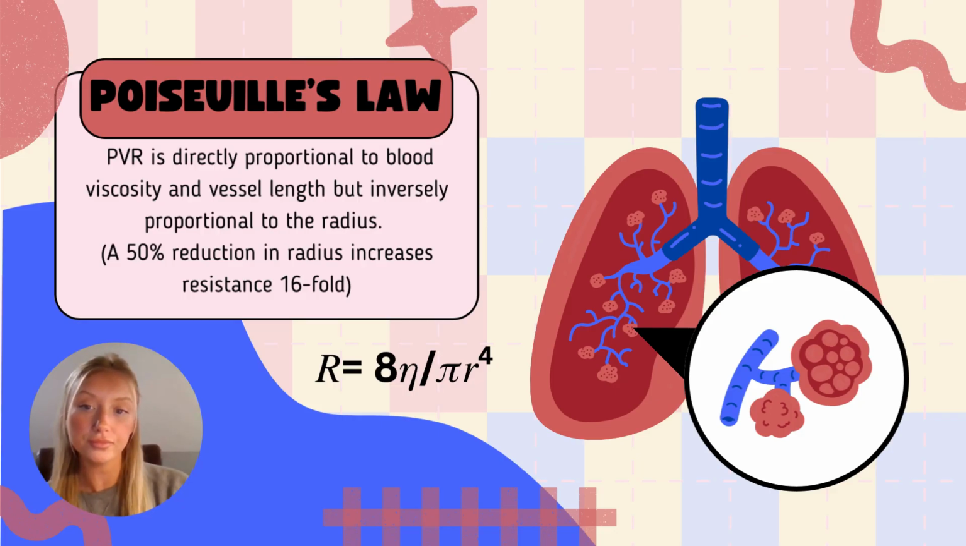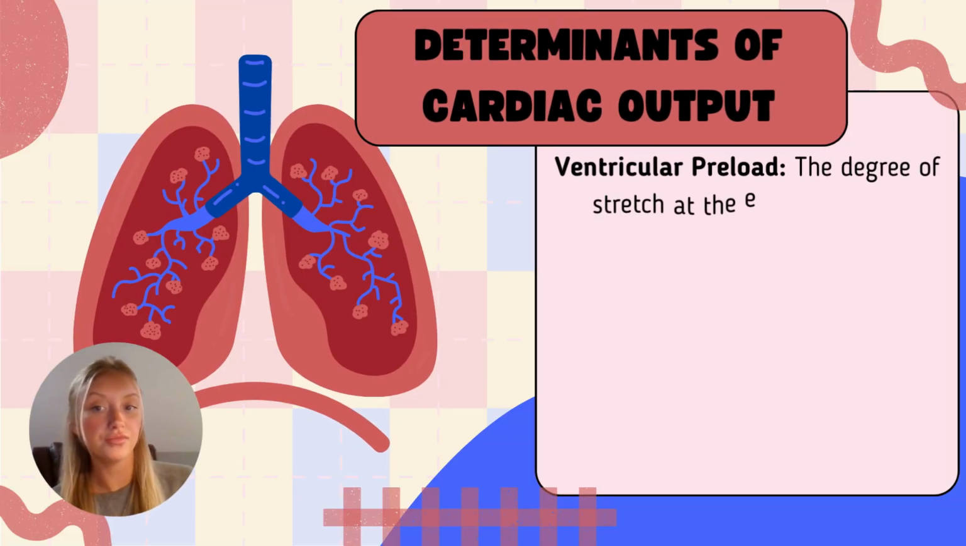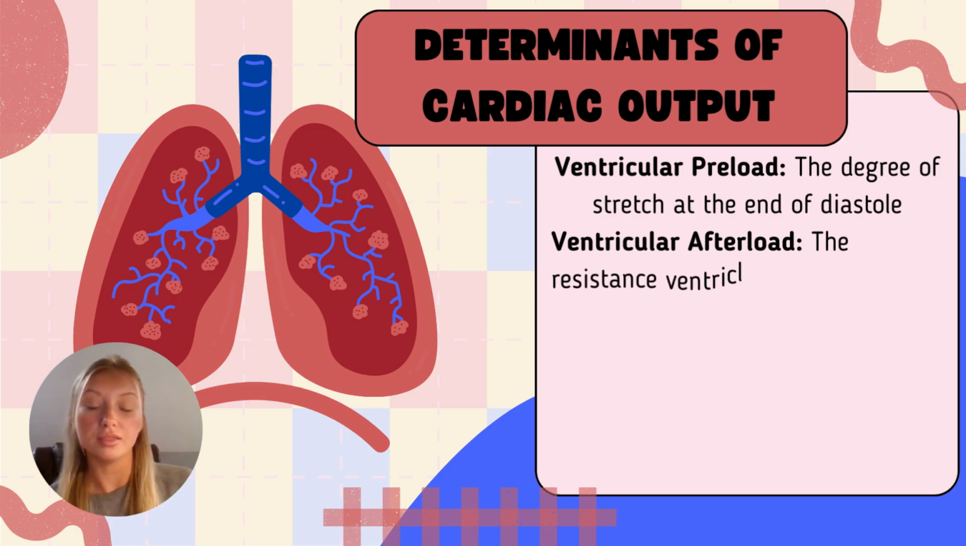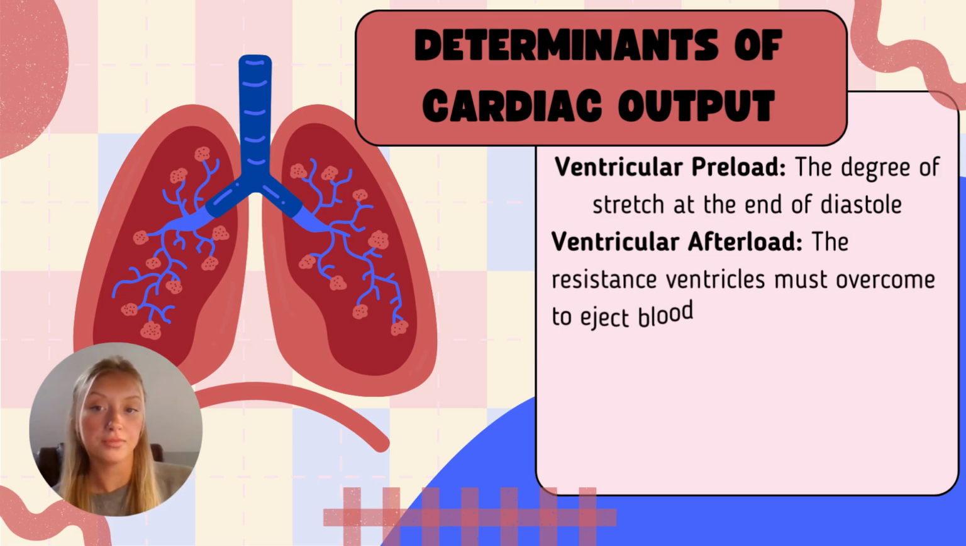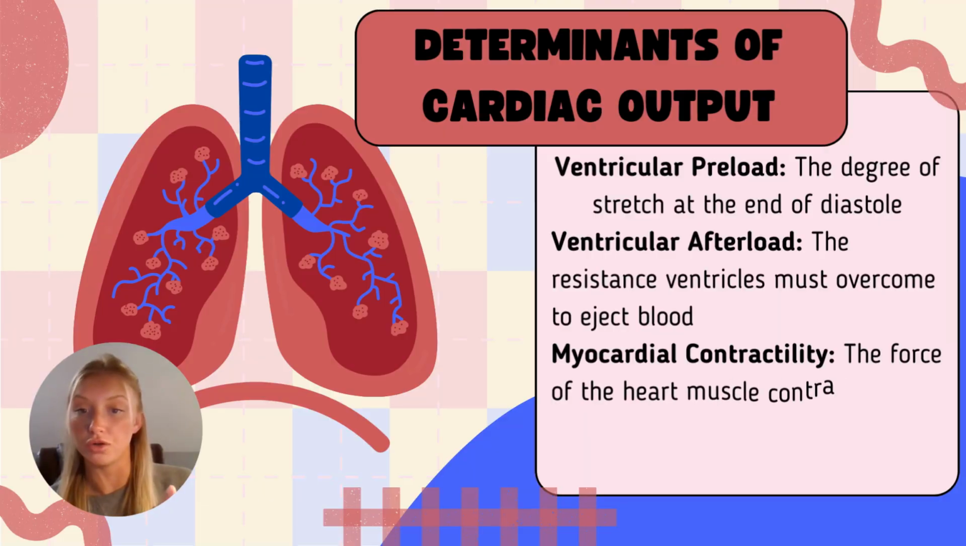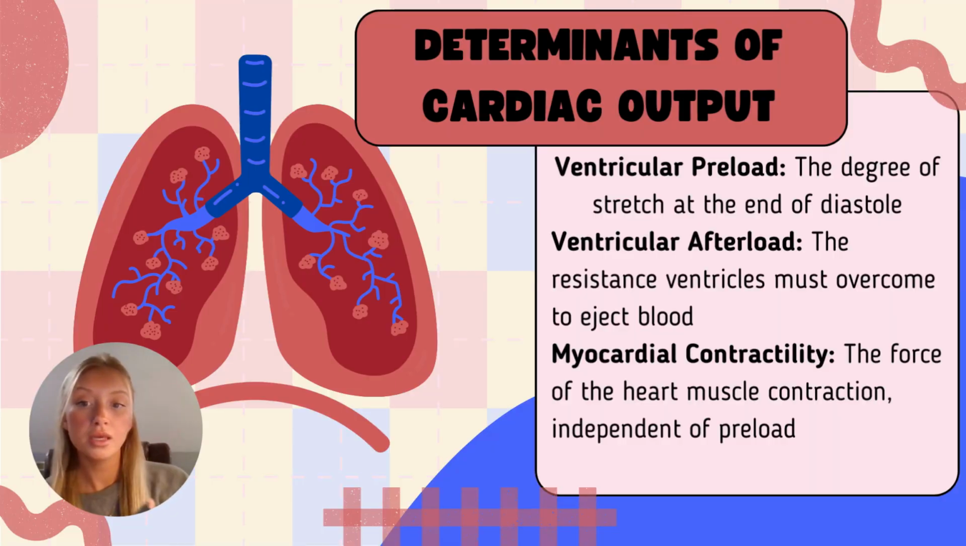Now let's talk about the determinants of cardiac output. First off, what is cardiac output? It's the volume of blood that is pumped by the heart per minute. And cardiac output is determined by two factors, heart rate and stroke volume. We know that heart rate is the number of times that a heart beats per minute, but what is stroke volume? That's going to be the volume of blood that is pumped per beat.